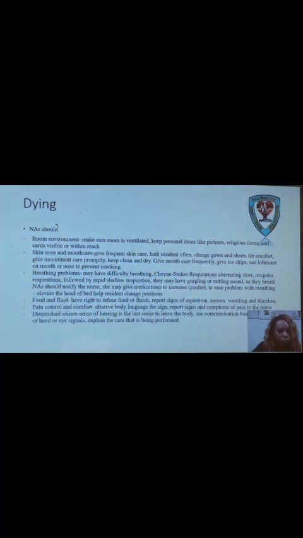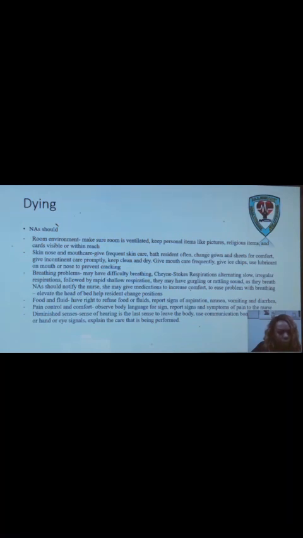What should you do? Make sure the room is ventilated. You want to keep personal items like pictures, religious items, and cards visible or within reach. You want to make sure that they have skin, nose, and mouth care. You want to give frequent skin care, and bathe the resident as needed. You want to change their gowns and their sheets for comfort. You want to give incontinent care promptly. You want to keep them clean and dry. You're going to give them mouth care frequently and ice chips if they are allowed. You want to use lubricants on their mouth and nose to prevent cracking.